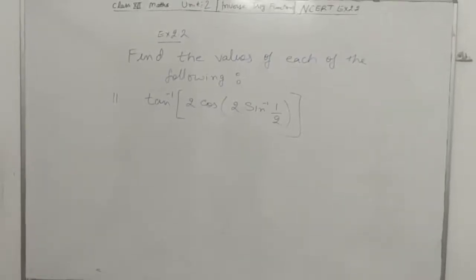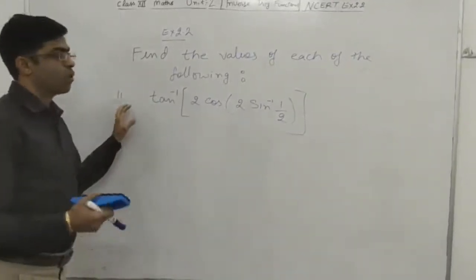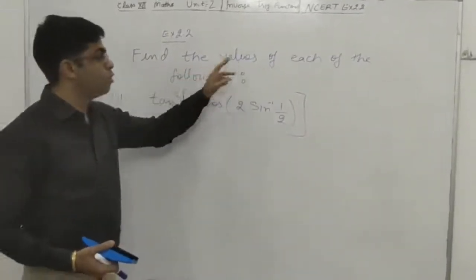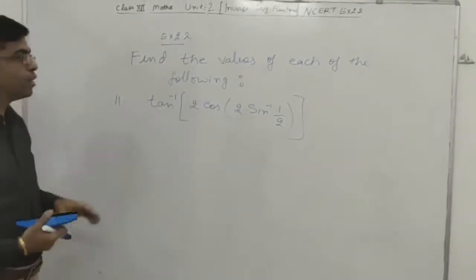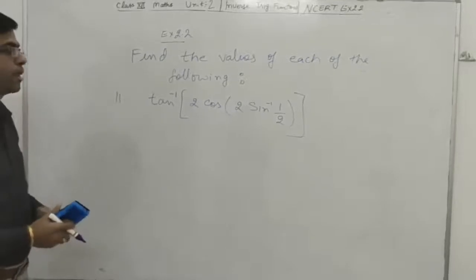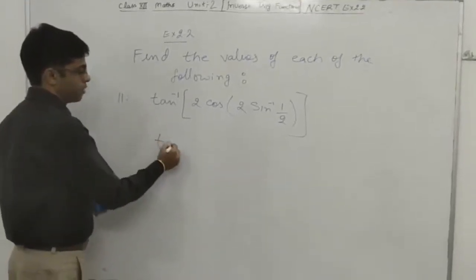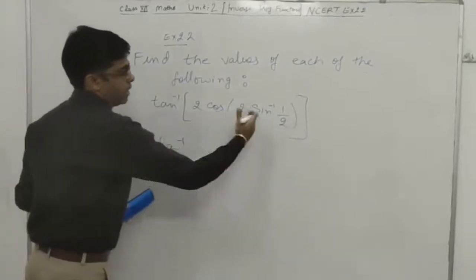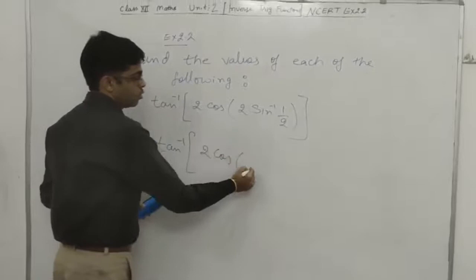Now question number 11. From question number 11 onwards you have to find the value of each of the expressions. In some questions you have to find the values now. You don't have to simplify. Now you have to find the value. So tan inverse, first of all we will start from inside, in this function 2 cos 2.